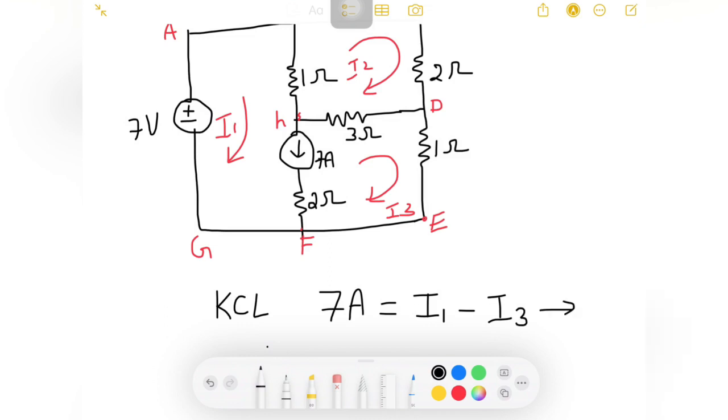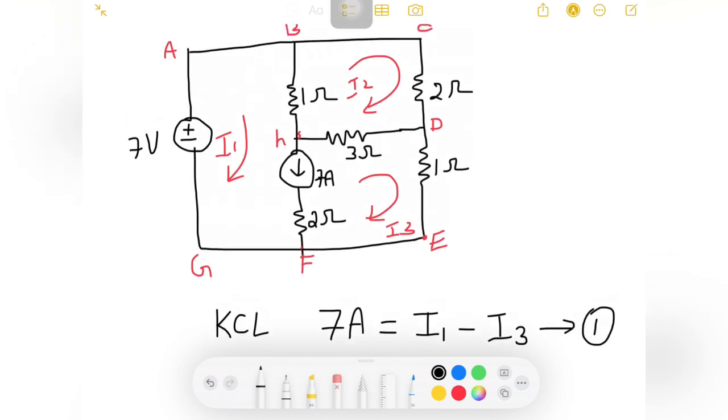Let me take this as equation number 1, which I got from the common current source with respect to loop 1 and loop 3. After writing the KCL equation for this current source, there is no need to consider the 3 loops now, since I am eliminating this branch. Because I have written the current equation for that, there is no need to write the KCL once again. This 7 amps is with respect to I1 minus I3.